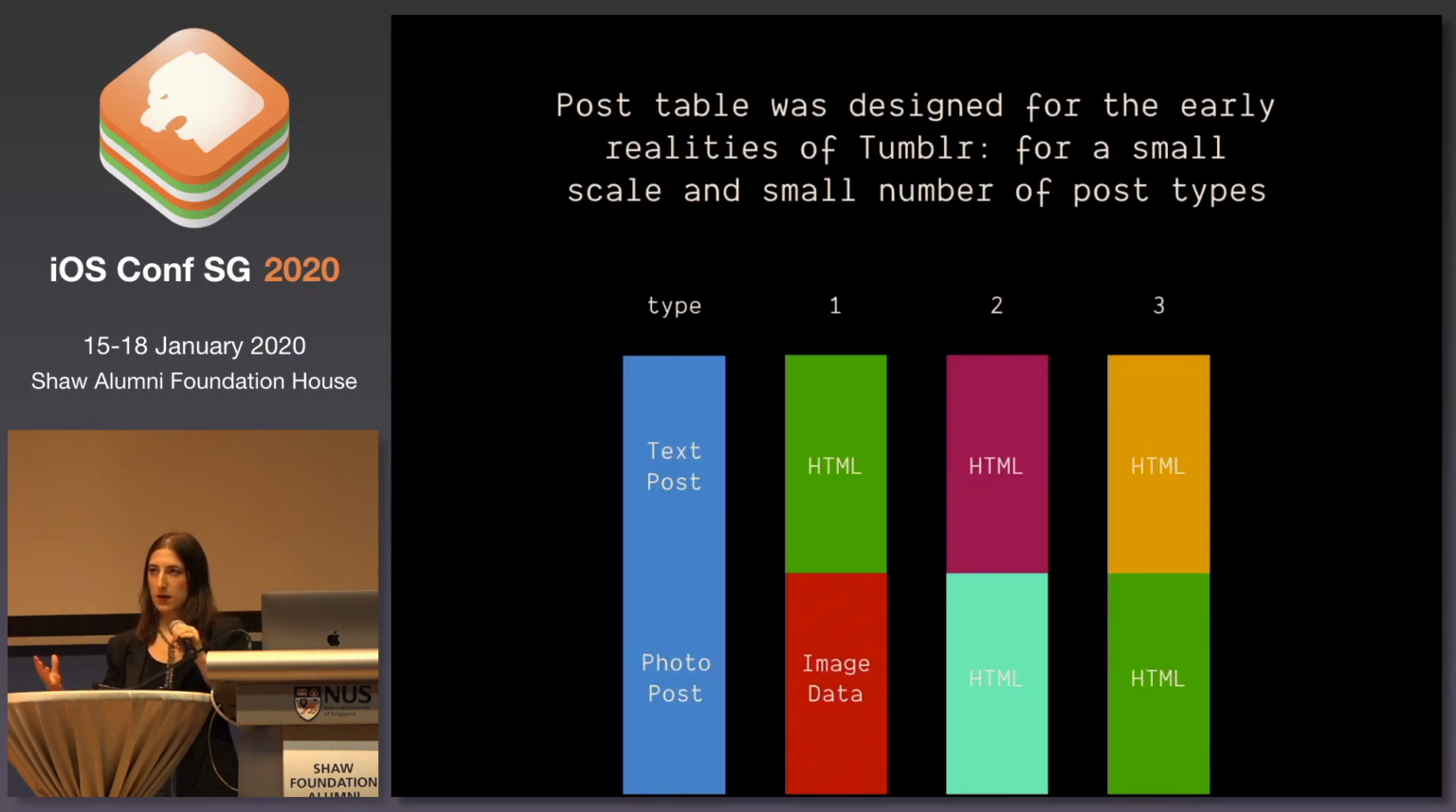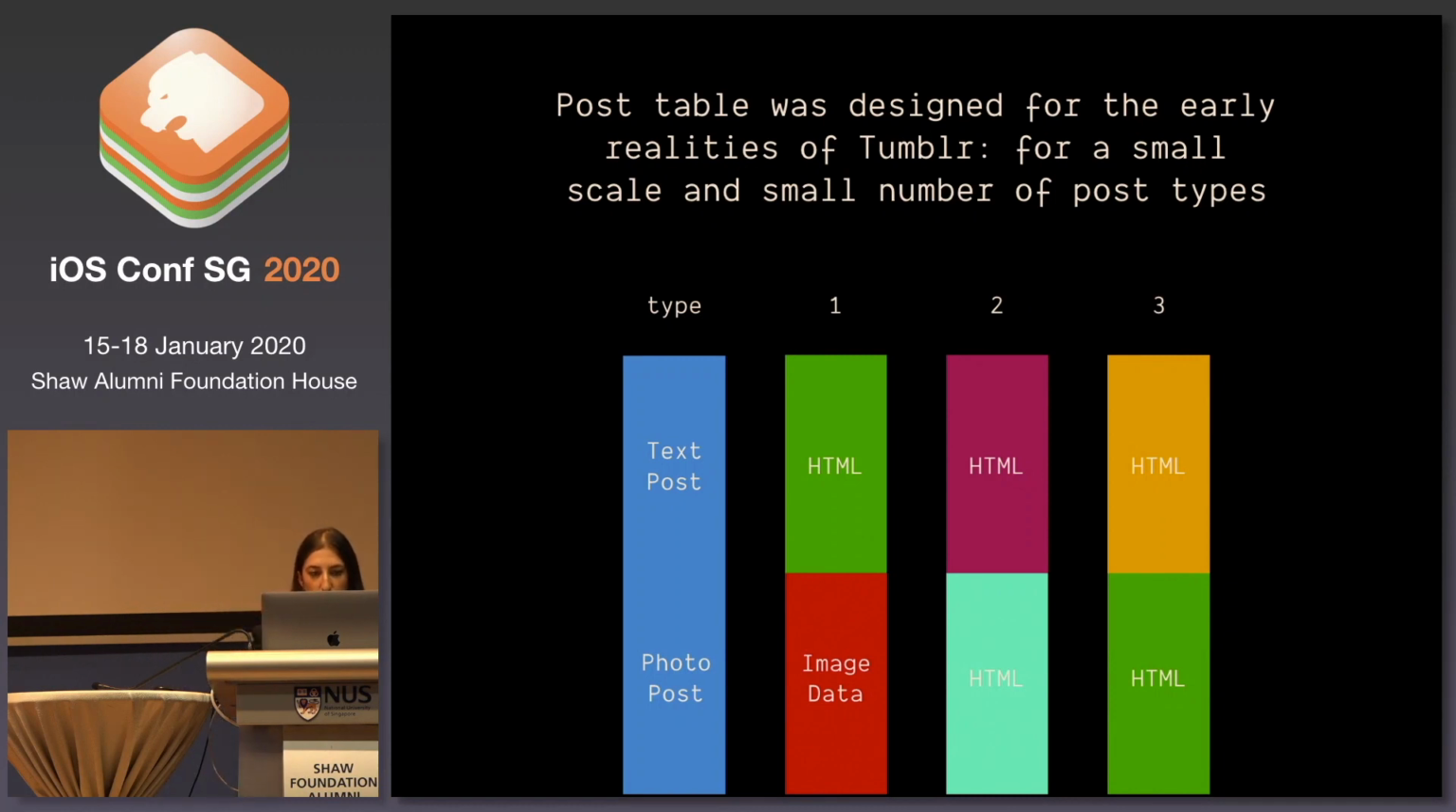We had a database that stored posts, and originally when Tumblr was founded, I showed an image before of posting on Tumblr. Tumblr has different types of posts. There are text posts, photo posts, video posts, audio posts. And in the early days, there were just text and photo posts. And the database strategy was there are a bunch of columns in the database, and depending on the post type, each column has a different type of data.